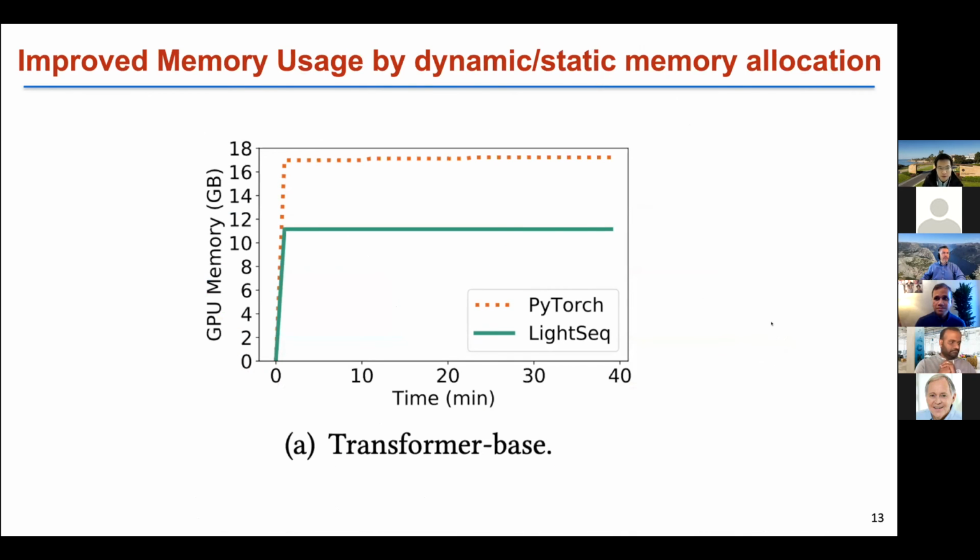We can also improve the memory usage by dynamic memory management. Compared to the basic PyTorch implementation, we can reduce the memory consumption by almost half. With that reduction, we can increase the batch size for transformer training. With the increased batch size, not only can we improve the speed of training, but we also improve the accuracy, because usually a large batch size will stabilize training and also improve performance.